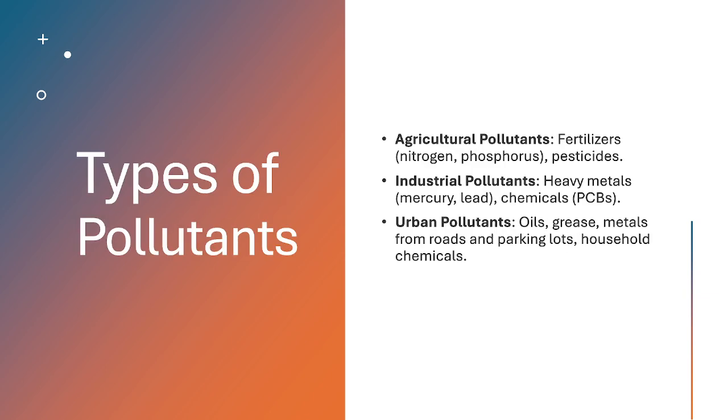Types of pollutants. There are several types of pollutants that contribute to chemical runoff. Agricultural pollutants, such as fertilizers rich in nitrogen and phosphorus, and pesticides used to protect crops, are major contributors. Industrial pollutants include heavy metals like mercury and lead, as well as chemicals like PCBs. Urban pollutants come from oils, grease, and metals from roads, and household chemicals. Each of these pollutants has unique and significant effects on freshwater ecosystems.